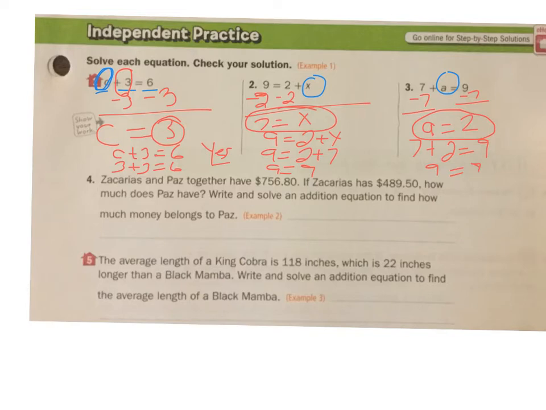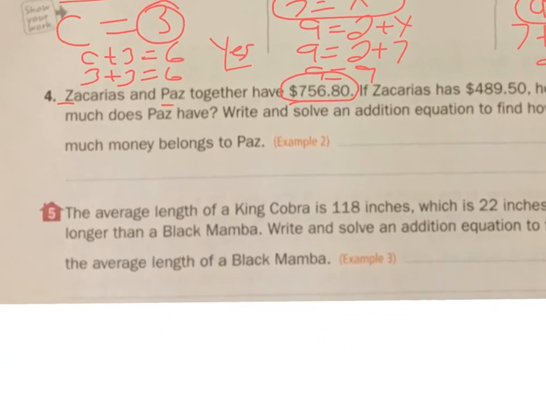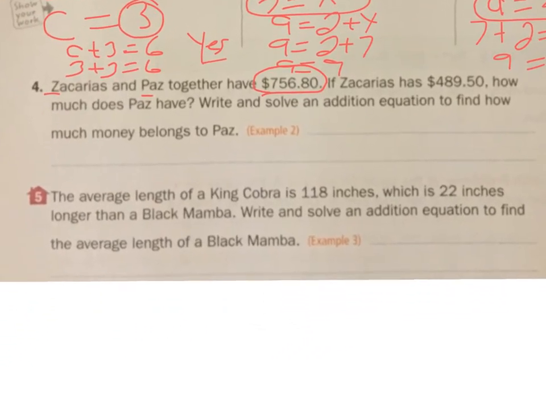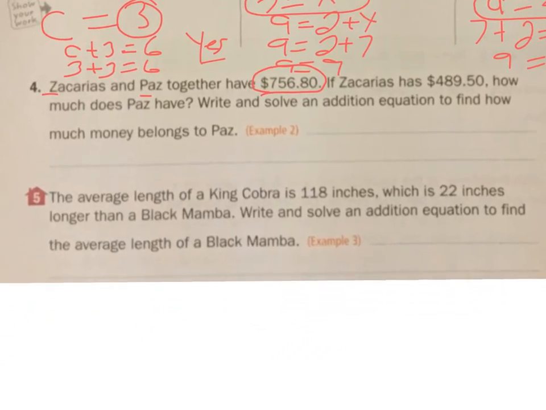Alright, hopefully you've done 4 and 5. Word problems always make it a little bit more difficult, but this is where it gets really practical, and this is where real life comes into play here. So we have Zach and Paz together. They have $756.80. I'm going to make this a little bigger, give me a little bit more space to work. If Zach has $489.50, how much does Paz have?